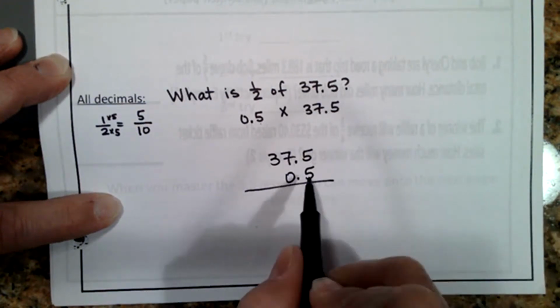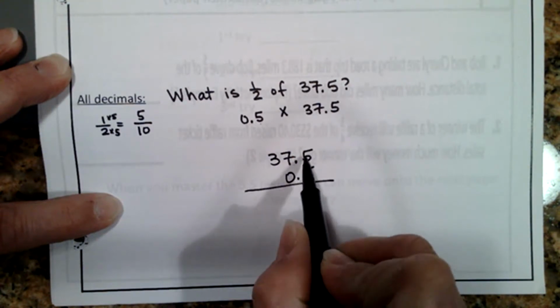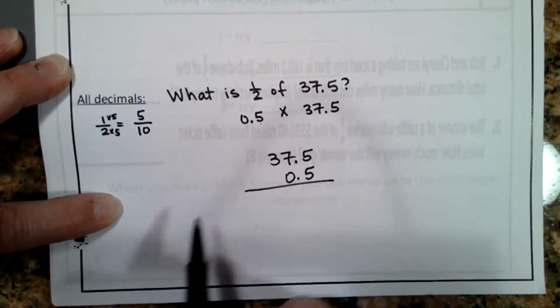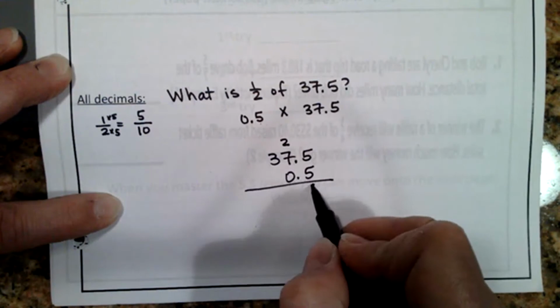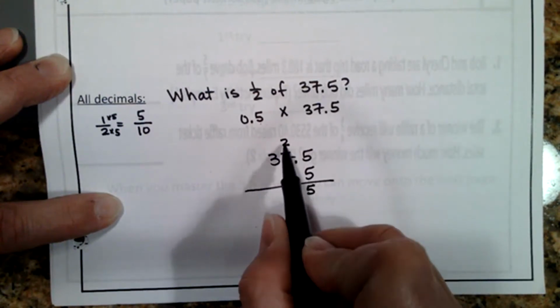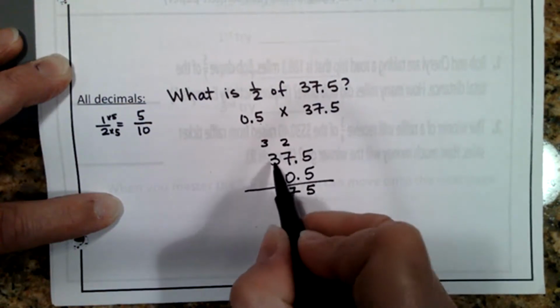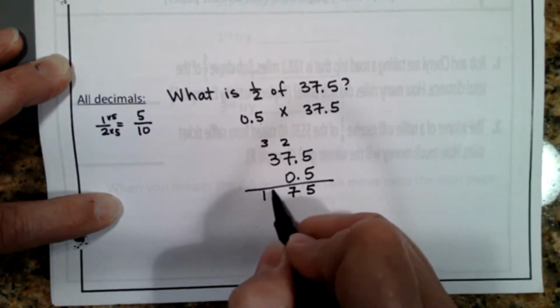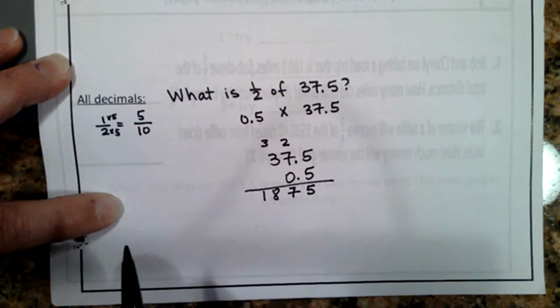Okay, so I'm going to start in this bottom right-hand corner, and I'm going to multiply this 5 times each of the numbers on the top. 5 times 5 is 25. I'm going to carry the 2, bring down the 5. 5 times 7 is 35, plus 2 is 37. 5 times 3 is 15, plus 3 is 18. I don't have to multiply by 0 because all I'm going to get is zeros.